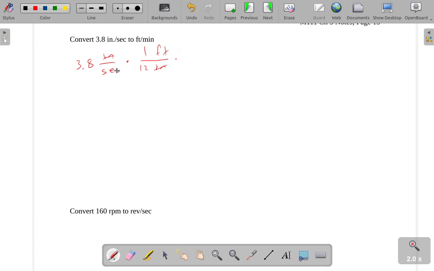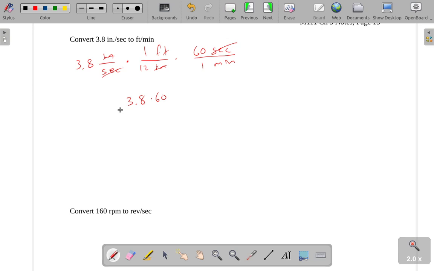And I want to go from seconds to minutes. That's an easy conversion. Seconds will be on the top because it was on the bottom, and there's 60 seconds in 1 minute, so that's the fraction I want. Seconds will cancel with seconds, and you can see I only have feet per minute left over. So that's how I know that I can go ahead and type this into the calculator.